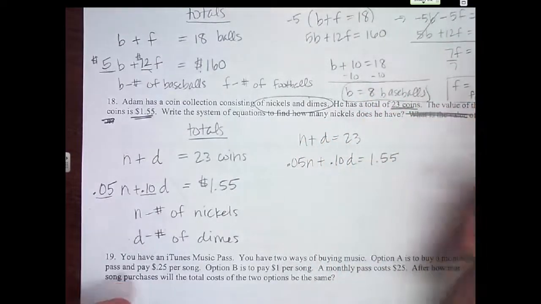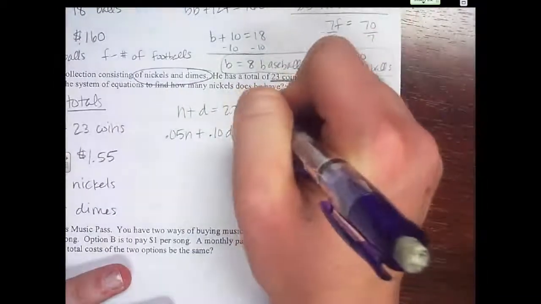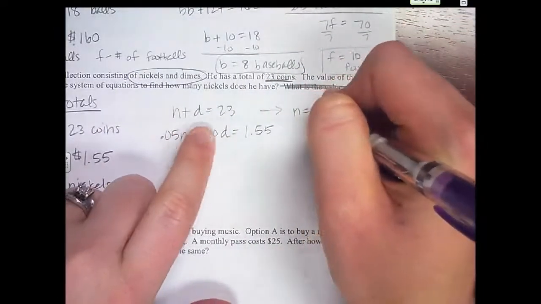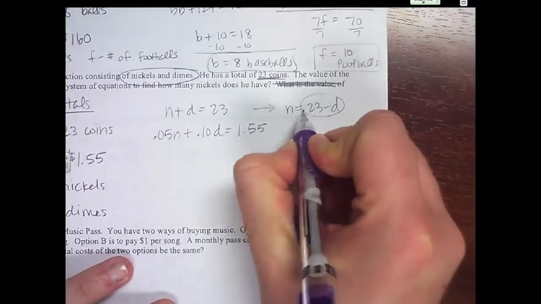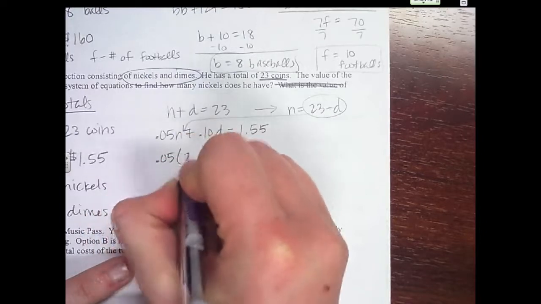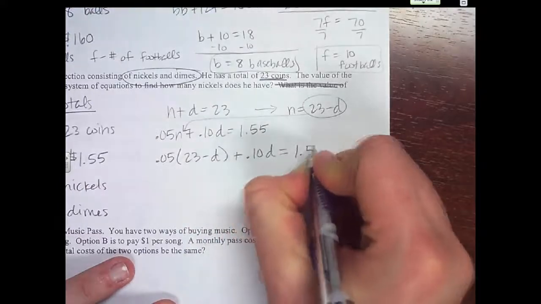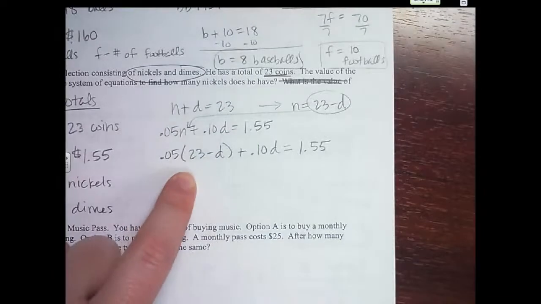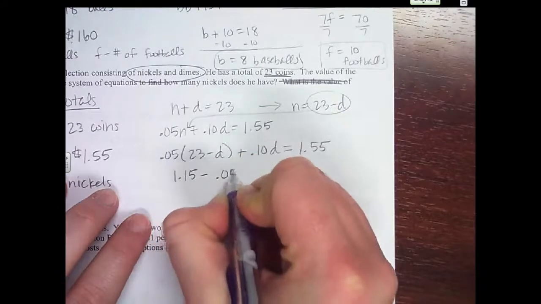Okay, so here's my equations. You can solve by substitution or elimination. I'll do substitution on this one. That way you can see what it looks like if you like that method better. So I'm going to solve for n by subtracting the d over. I'm going to put this into this n right here. So 0.05 times 23 minus d plus 0.10d. Just be really careful of your decimals here. So I'm going to multiply out this 0.05. So 1.15 minus 0.05d.